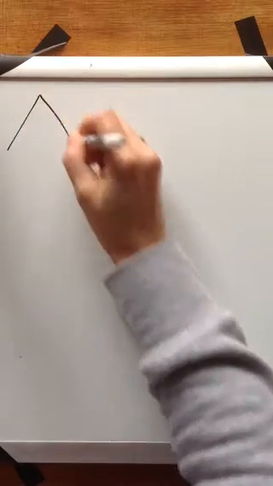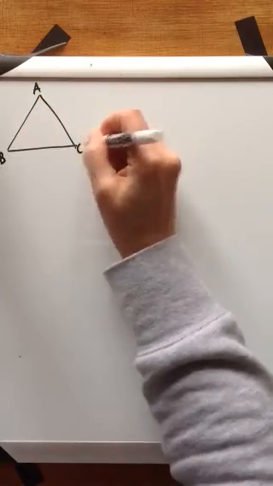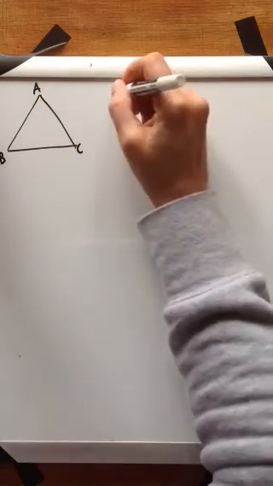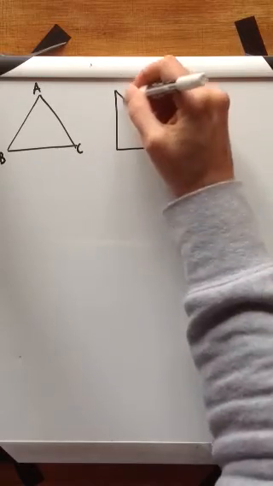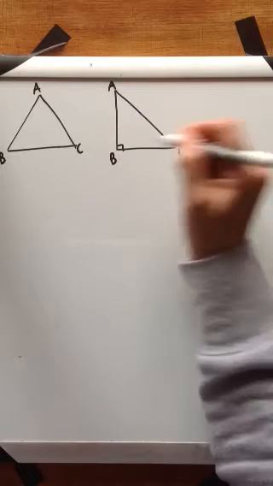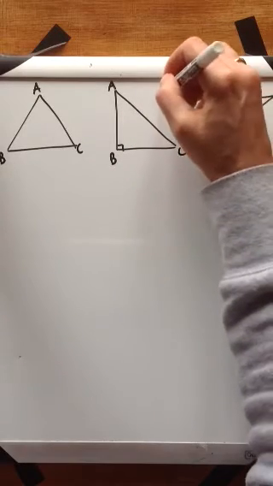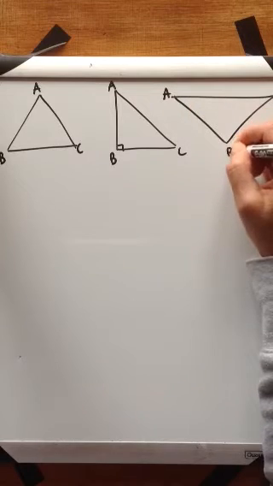One group would look at an acute triangle with vertices ABC. A second group would be assigned a right angle triangle, or generating a right angle triangle with ABC. And the third group would look at an obtuse triangle, labeled ABC.